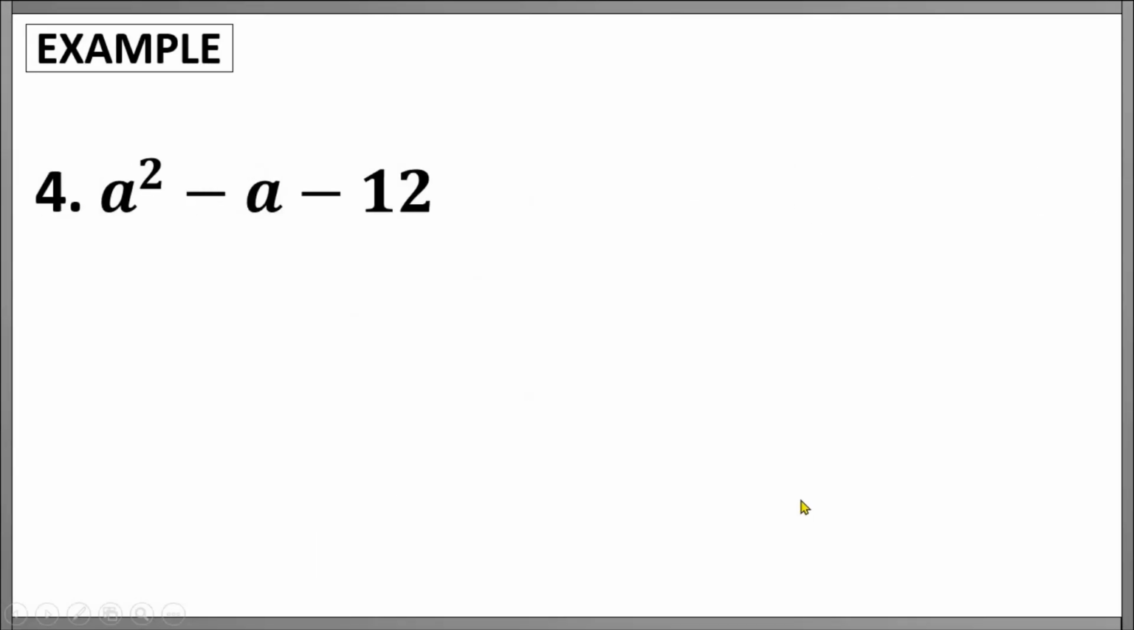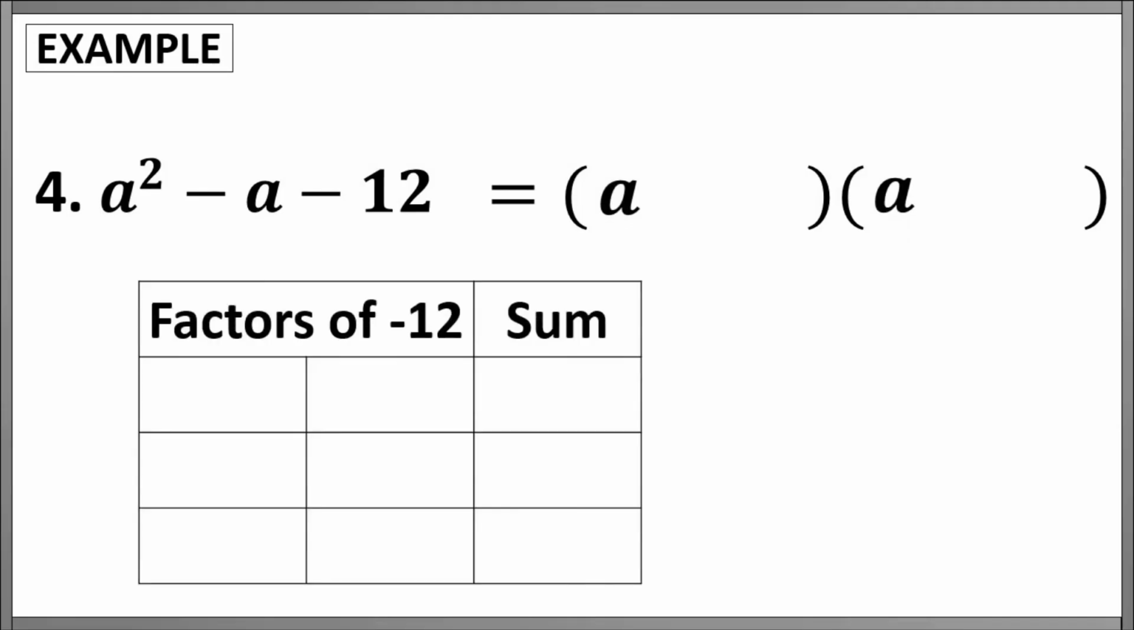For our last example, a squared minus a minus 12, setting up two binomial factors, write a and a for the first term. For the second term, we will get the pair of factors of negative 12 whose sum is negative 1 in this case. Let's try negative 6 and 2 for the pair of factors of negative 12. The sum here is negative 4. We need a negative 1.